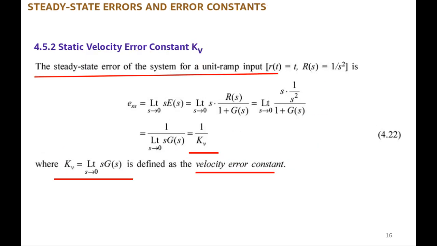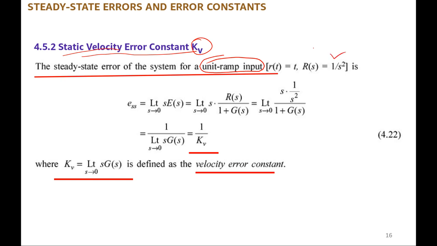Static velocity error constant, velocity error constant Kv, right? Is it fine? So we use this velocity error constant whenever the system is subjected to unit ramp input. Observe here, unit ramp input. So we want the steady state error for the system subjected to unit ramp input. Unit ramp input is r of t equal to t. And what is R of s in the Laplace domain? It is 1 by s square. We know this, right?